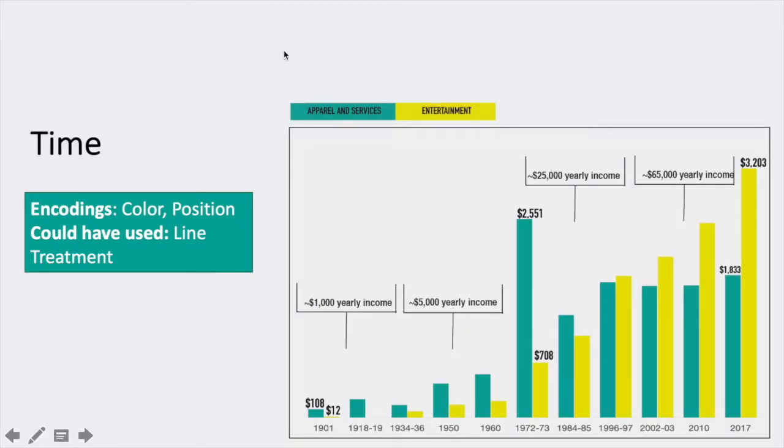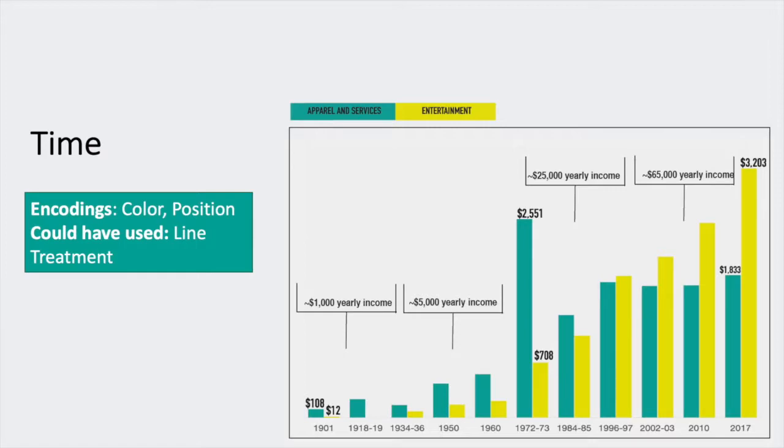The next form of visual potential that I used was the visual potential of time. So here I used a bar graph type object to represent the timeline that shows the differences between spending on apparel and services in entertainment throughout several years. Here I use different encodings such as color, which distinguishes between the two categories, and position, which distinguishes between the quantity of each category to represent how these spendings have changed over time.